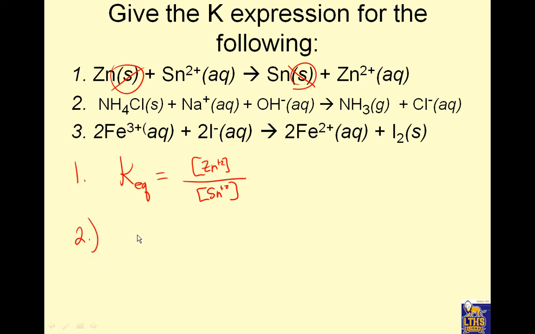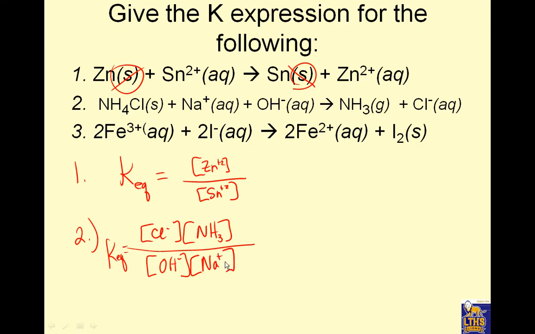Number two, all right, so here we go. We've got chloride ion concentration times NH3 because that's a gas, divided by the concentration of hydroxide ions. The sodium ions are multiplied in, and that's not allowed.